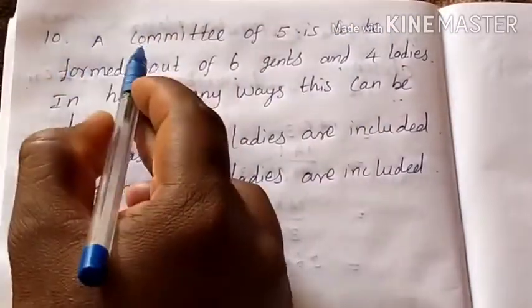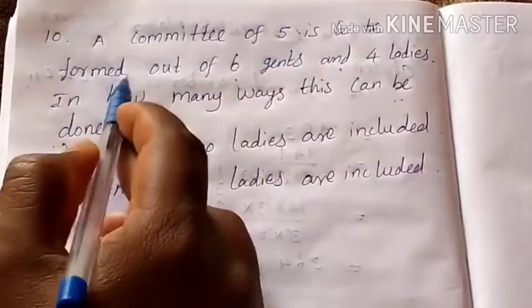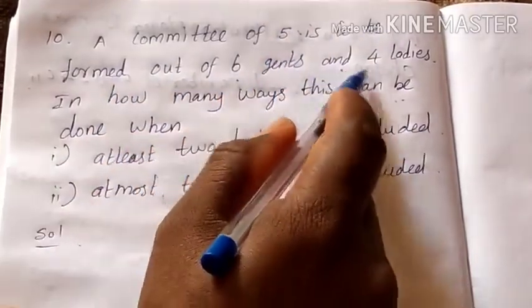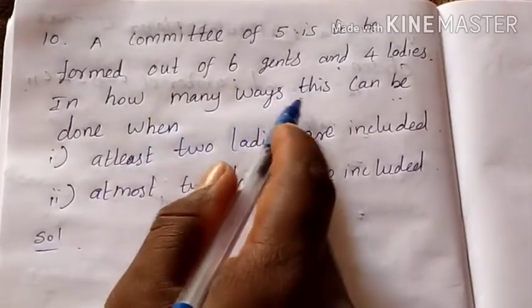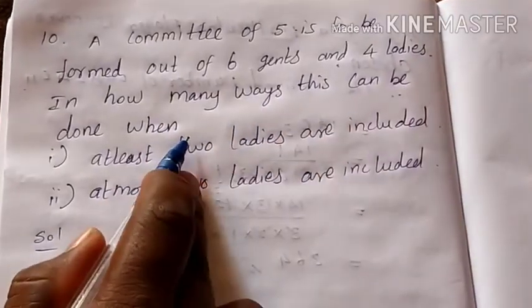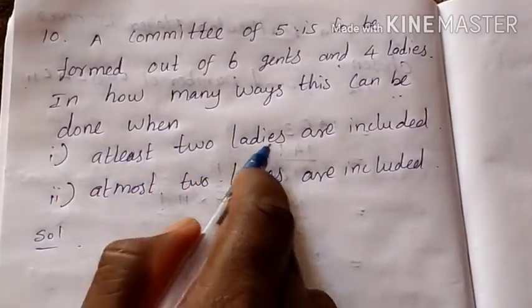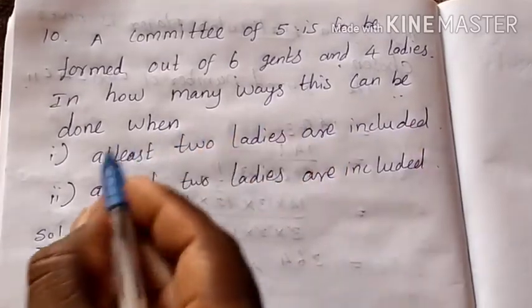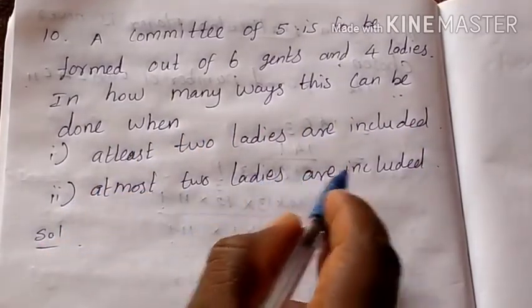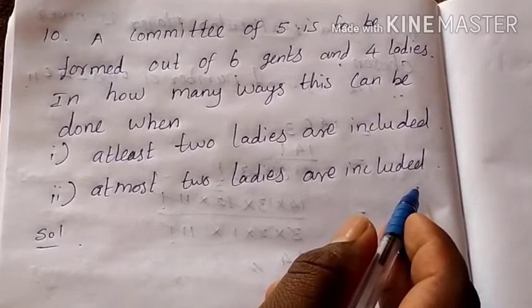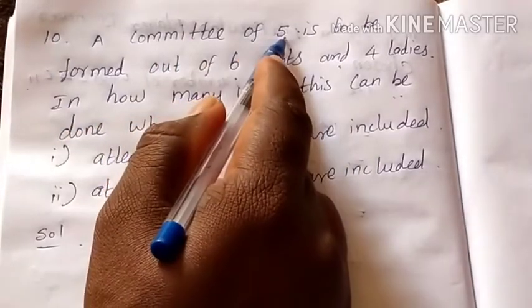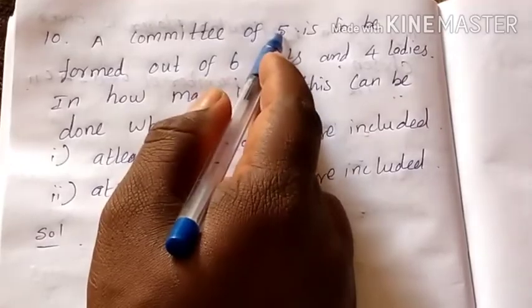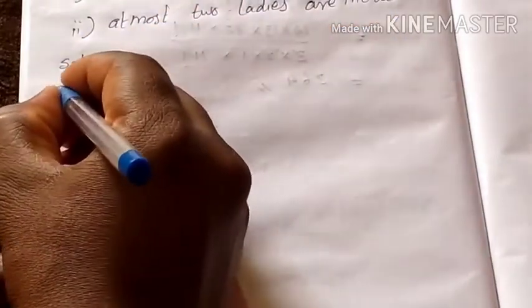Next, the 10th question. A committee of 5 is to be formed out of 6 gents and 4 ladies. In how many ways can this be done? The first subdivision, at least 2 ladies are included. The second subdivision, at most 2 ladies are included. A committee of 5 members, so total members are 5. The solution: the first one is at least 2 ladies are included.